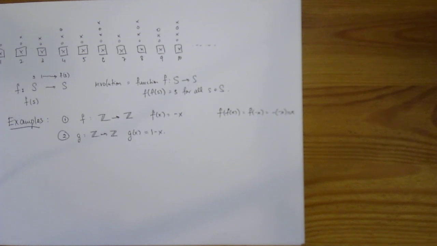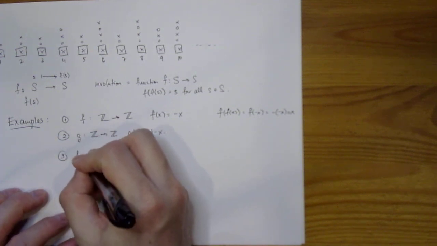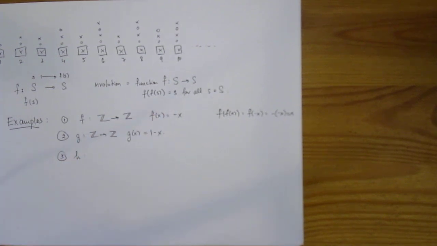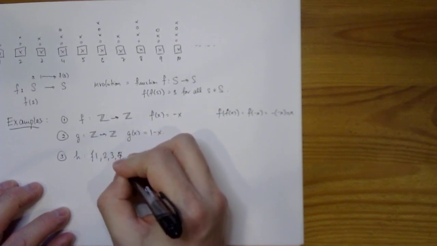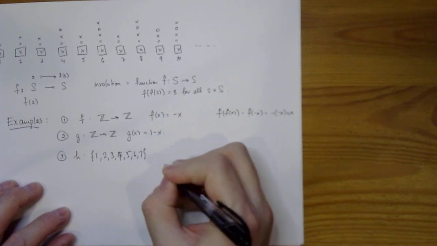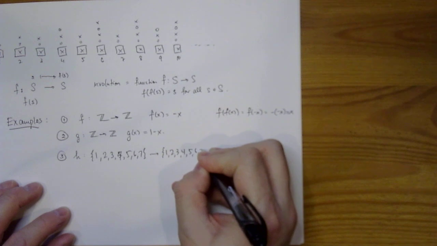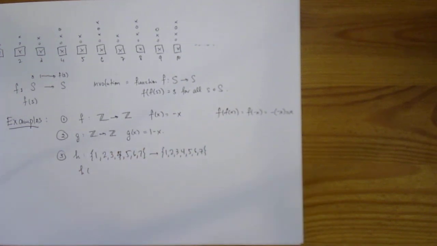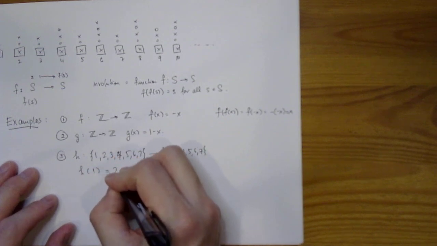Let me give you another one, and this one I think is the one that I'm going to be the most interested in. I'm just using different letters to distinguish between these functions. Let's take the set to be a finite set, the numbers 1, 2, 3, 4, 5, 6, 7 to itself. So this is just a set of 7 numbers, and we'll define h. If I want to give you a function on a finite set like this, I just have to tell you where everything goes. So let's say I want h of 1 to be 2.